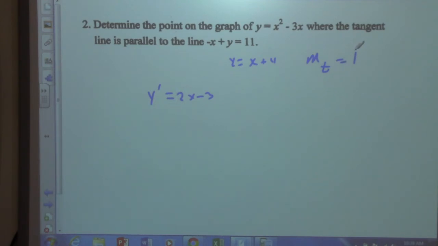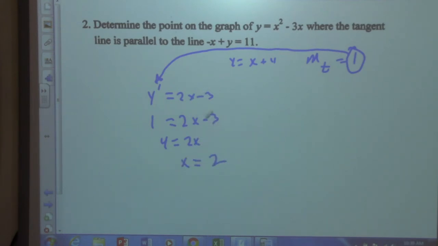And you just plug in 1 for y prime, so we get 1 equals 2x minus 3. And so 4 equals 2x, x equals 2. And then one other thing, right? You gotta plug in x equals 2 to find the point, so at x equals 2, y is negative 2.